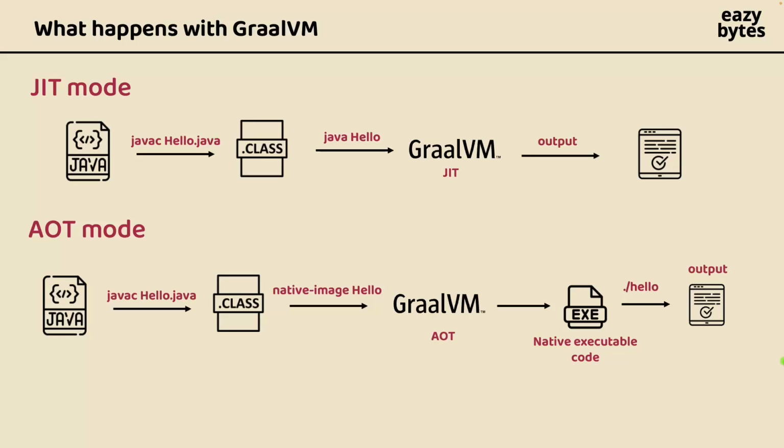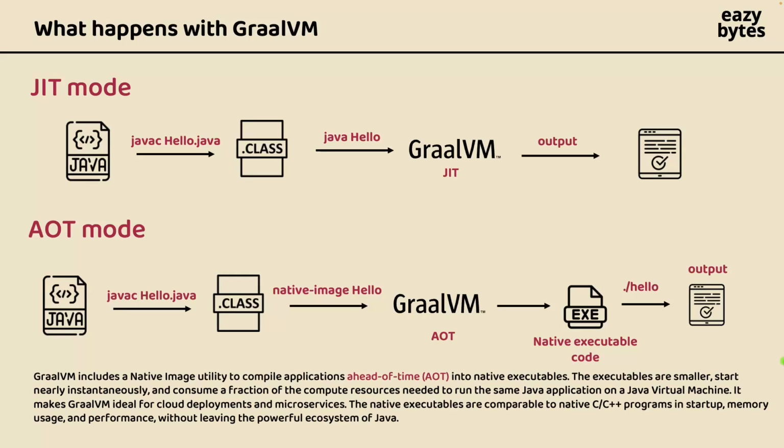On a high level, your GraalVM is going to have two modes, JIT mode and AOT mode. If you use the normal Java command, it is going to work in a traditional style with the help of the JIT compiler. But whenever you are using the native-image command, behind the scenes, your GraalVM, which has the native image utility, is going to invoke the same, which will compile your applications ahead of time into native executables. These executables are smaller, start nearly instantly, and consume a fraction of the compute resources needed to run the same Java application on a traditional JVM. That's why GraalVM is ideal for cloud deployments and microservice serverless deployments.